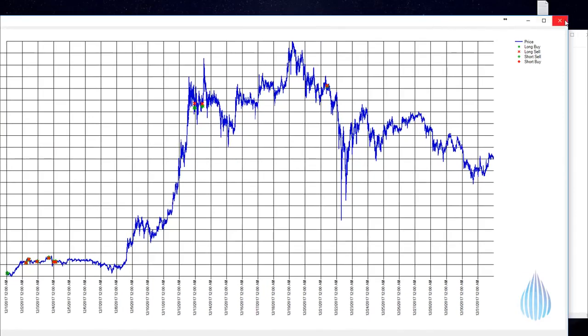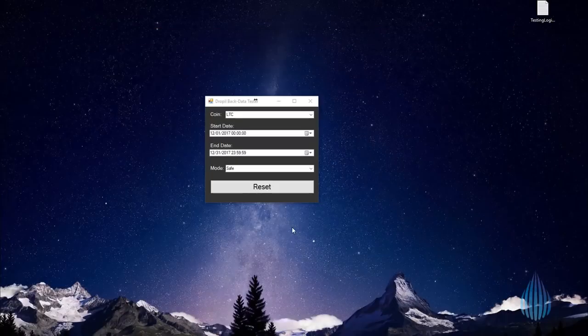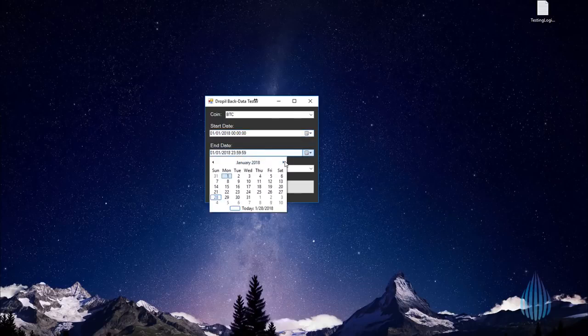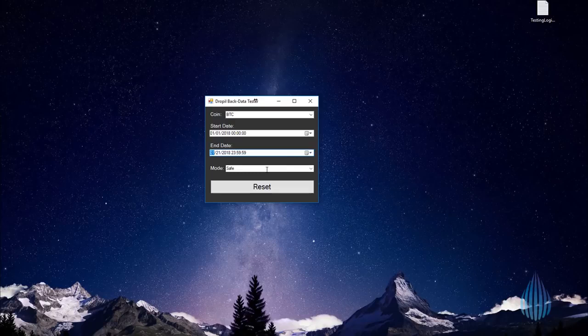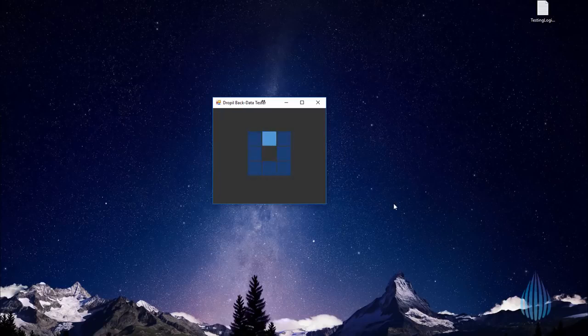And so we're gonna go ahead and close this, and we're gonna run some more dates, test some more data. So let's go ahead and test some more recent data. We're gonna do Bitcoin, and we only have until the 21st. So let's go ahead and do aggressive this time. And I'm gonna reset that, and run Bitcoin, which is recent data. So I'm gonna go ahead and run that, and we'll just give it a minute.